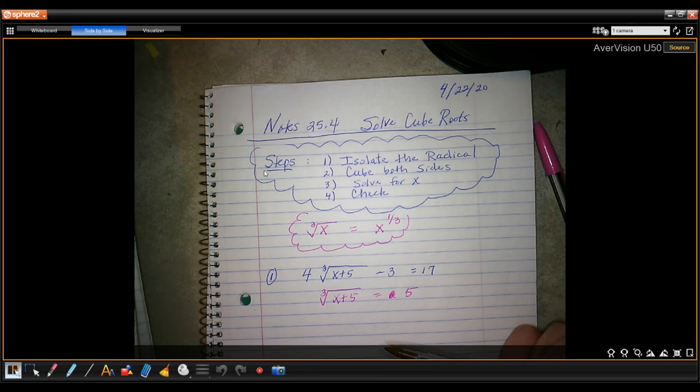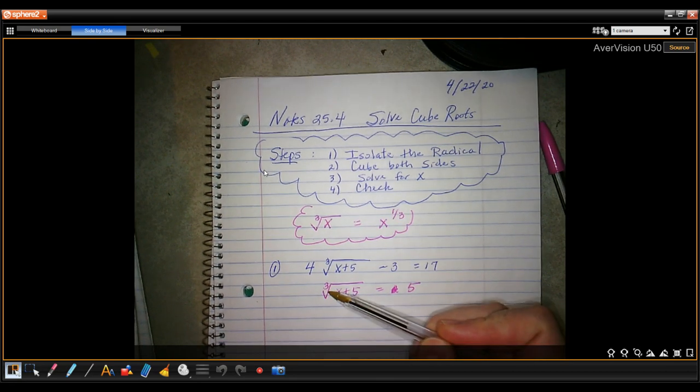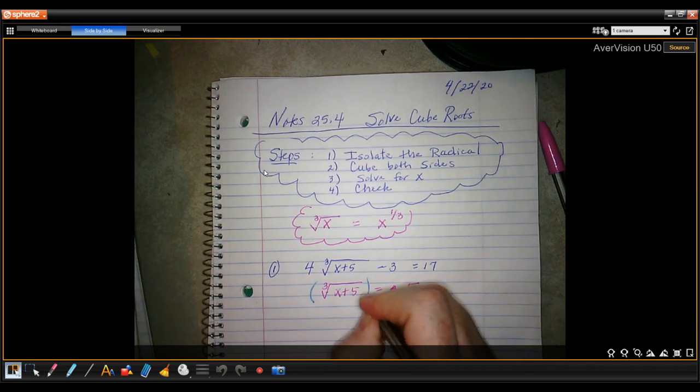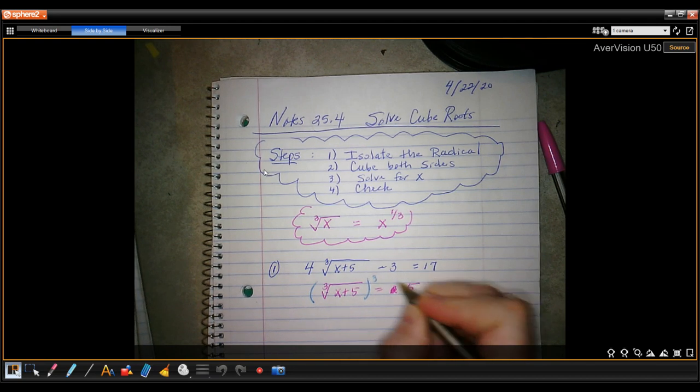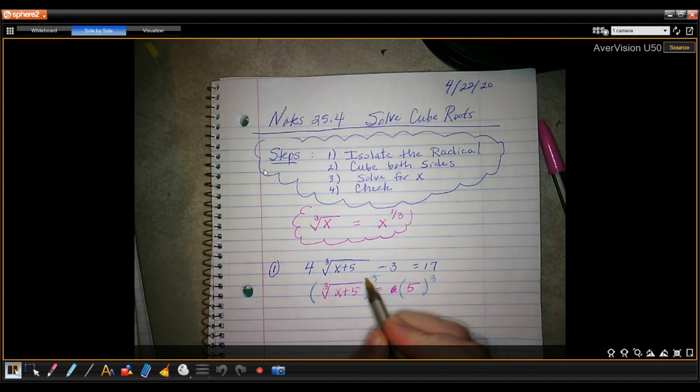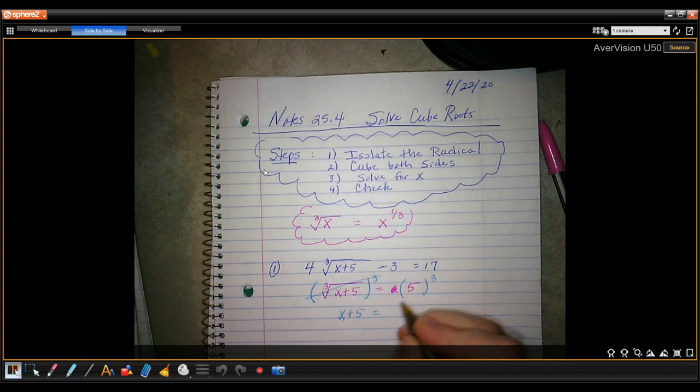Step 2 is cube both sides because the opposite of cube root is cube. So here what we'll do is cube both sides. And then the cube root and the cube will cancel out. And now the radical symbol is gone. So you're left with x plus 5. Well, the 5 cubed, you guys already know is 125. So x equals 120.